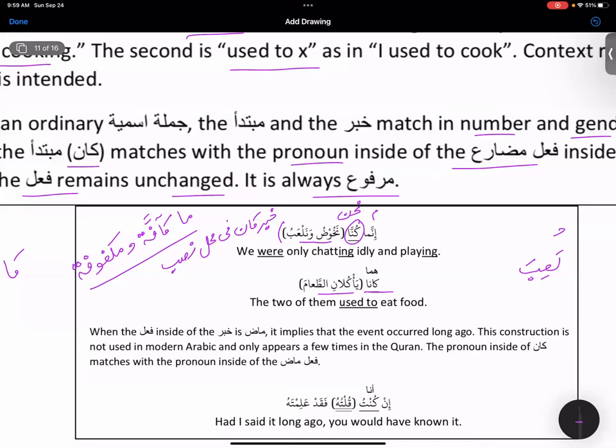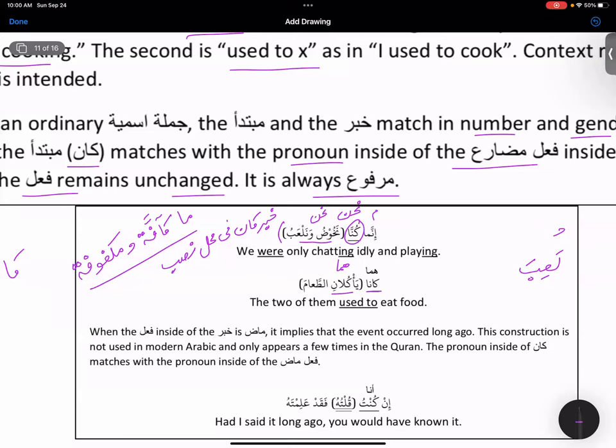Now, kana, how are we going to label it? Kana is mubtada and ya'kulani ta'ama is the khabar kana. Do you notice that kana has huma in it, and ya'kulani has huma in it? And even in the previous one, kunna has nahnu, and nakhudu and nalabu are nahnu. This is how we know that this is the khabar kana. They are always going to match in number and gender.